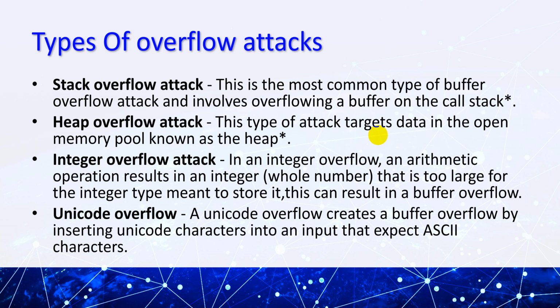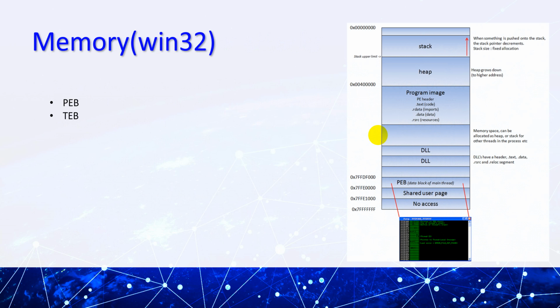Next is the integer overflow attack. In an integer overflow attack, an arithmetic operation results in an integer that is too large for the integer type meant to store it. That can also cause a buffer overflow attack. The other variation is Unicode overflow. In a Unicode overflow attack, it creates a buffer overflow by inserting Unicode characters into input that expects ASCII characters, right?